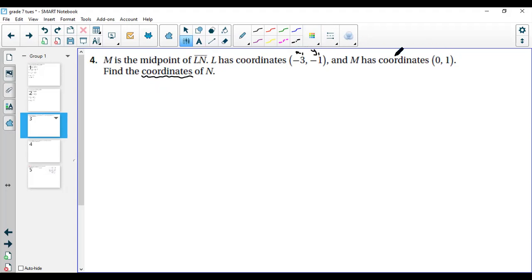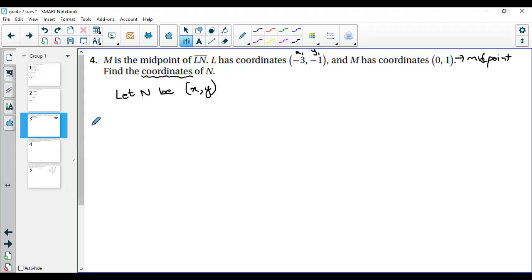Don't write x2, y2 here, because this is the coordinate of the midpoint. This is for the midpoint, so you cannot say that is y2 and y1, x2 and y2. Okay, so first start by saying, let N be x and y, because we are finding the coordinates for N. So let the coordinates of N be x and y, because we don't know.